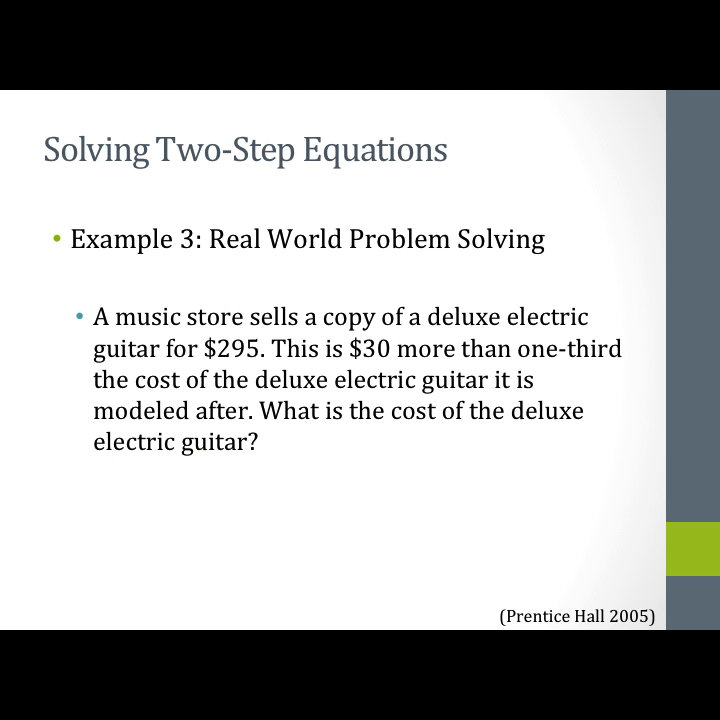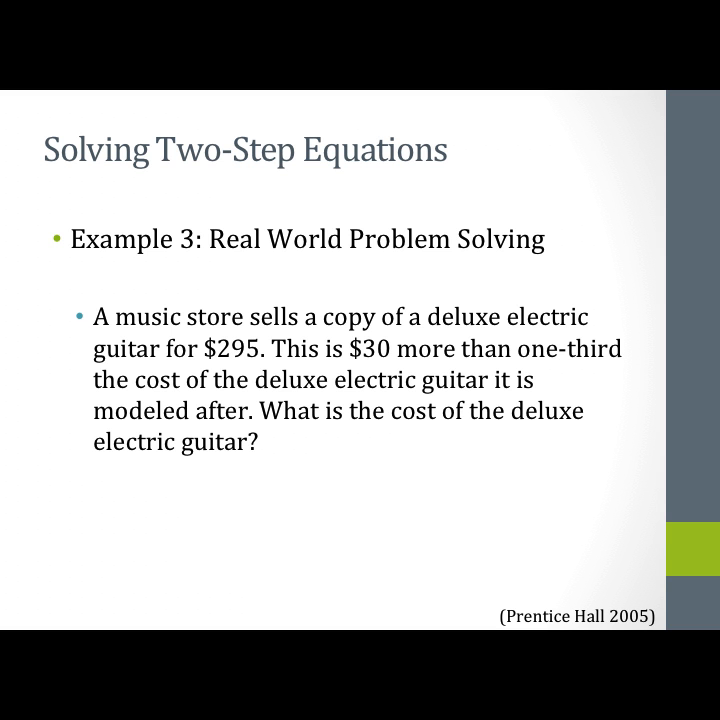So the next thing we're going to do for example 3 is start learning about actually writing the equations and then solving for the variables. Our first example is a real-world problem-solving problem. It says, a music store sells a copy of a deluxe electric guitar for $295. This is $30 more than 1/3 the cost of a deluxe electric guitar it is modeled after. What is the cost of the deluxe electric guitar?